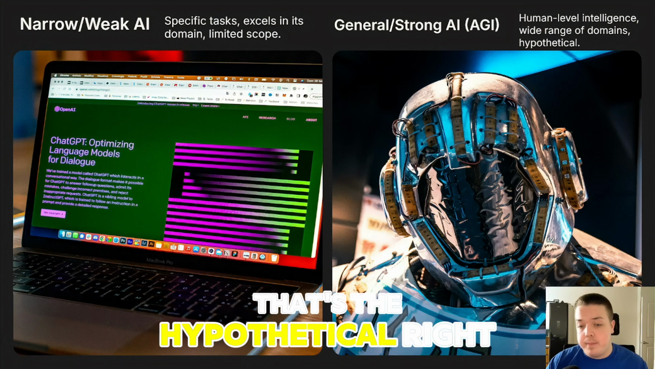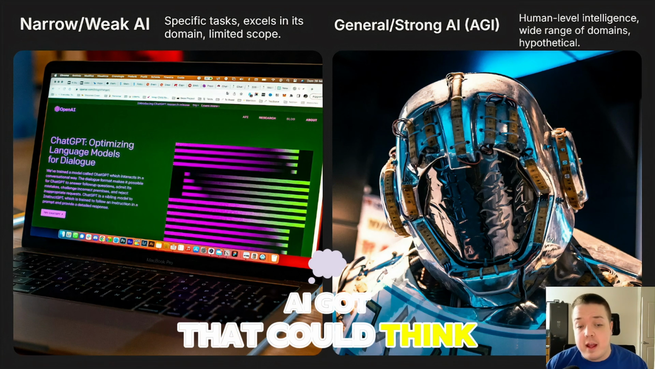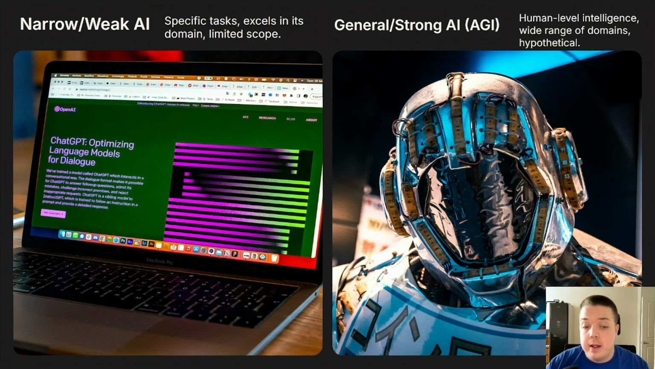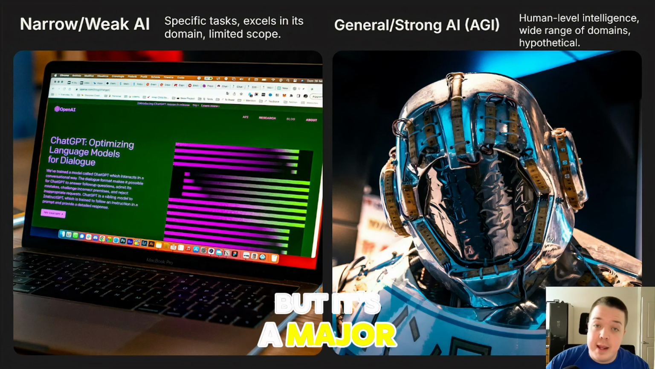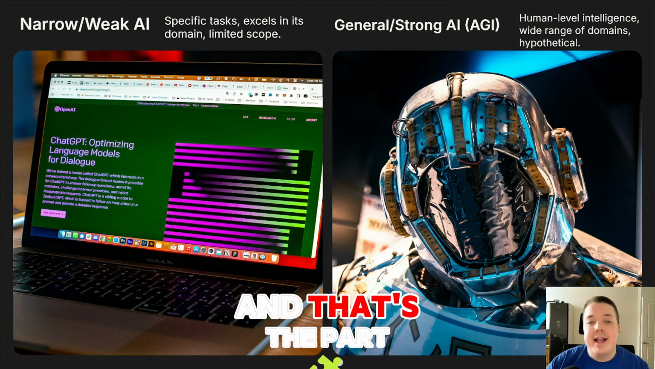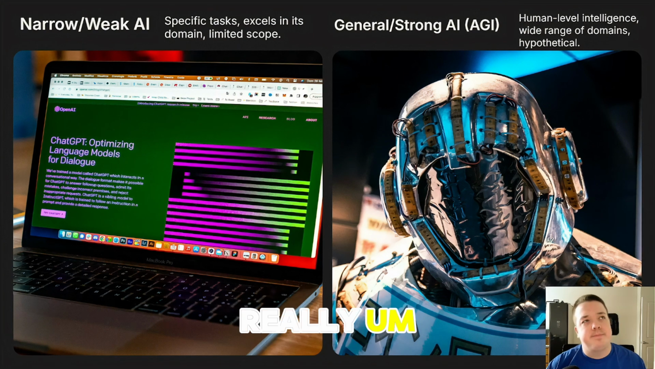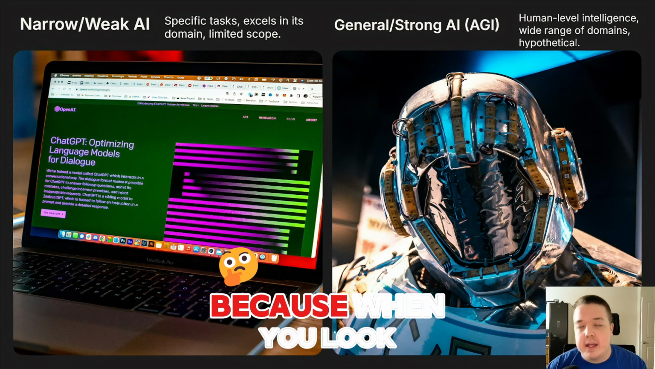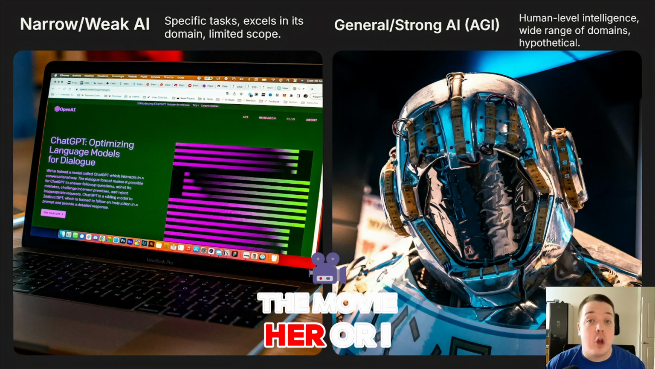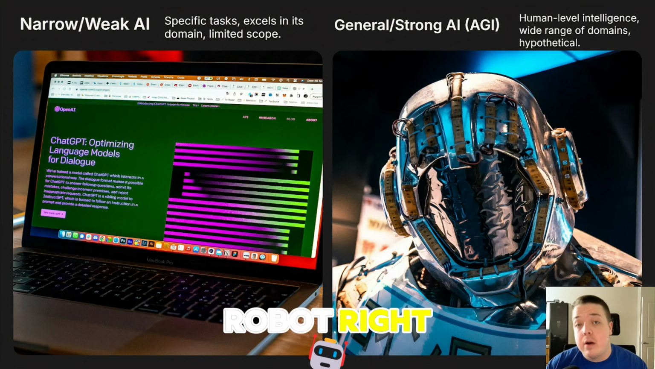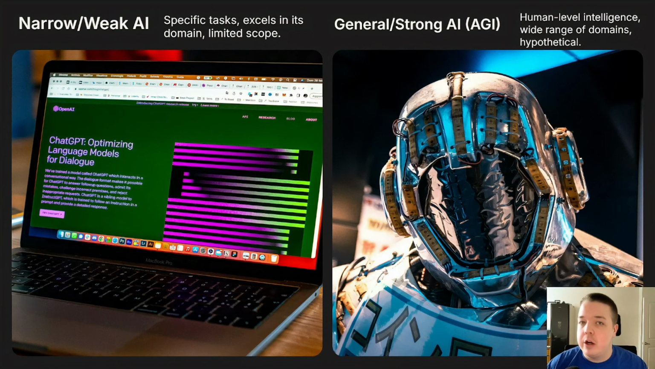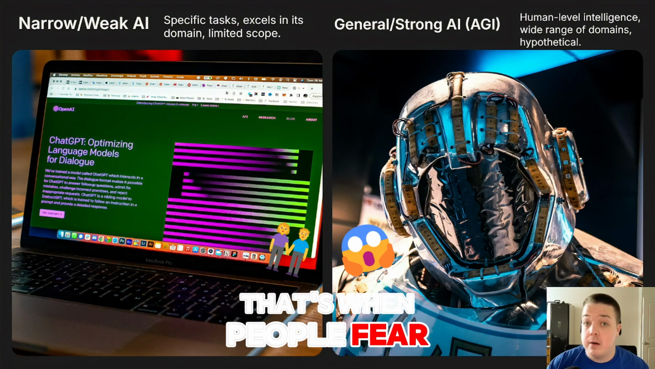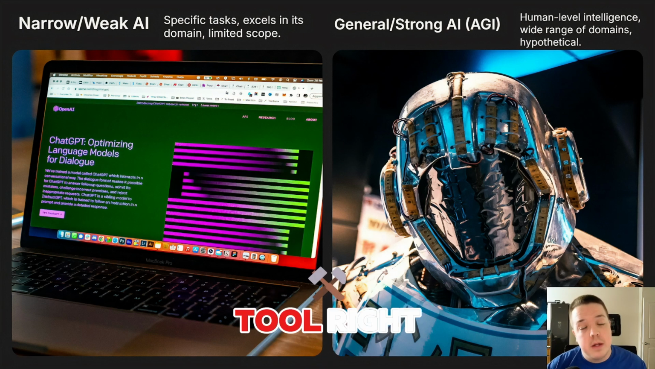That's the hypothetical, right? AI that could think, learn, and adapt across a wide range of tasks, just like a human. It doesn't exist yet, but it's a major goal in AI research. And that's the part of it all that really worries people, really frightens people with it. Because when you look at things like the movie Her or I, Robot, right? Like when AI becomes self-learning, that's when people are scared. That's when people fear the future of the tool, right?